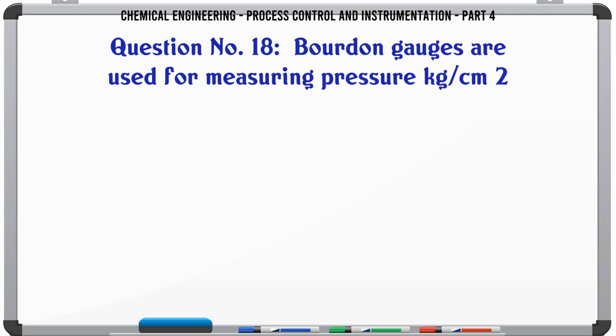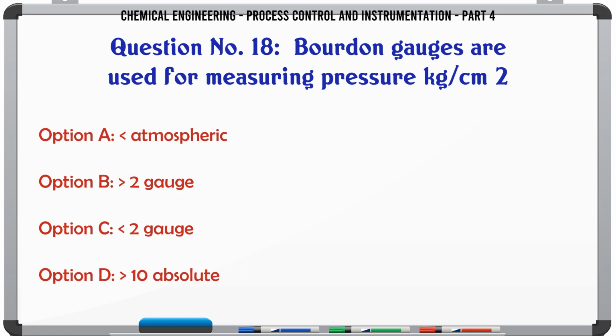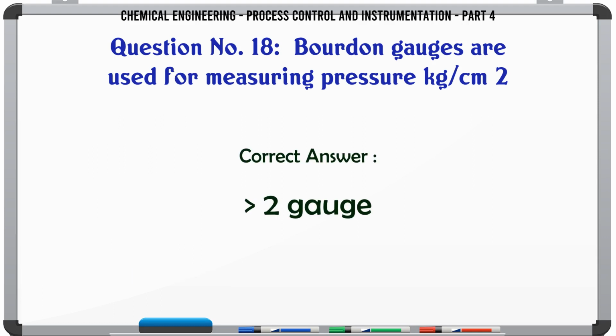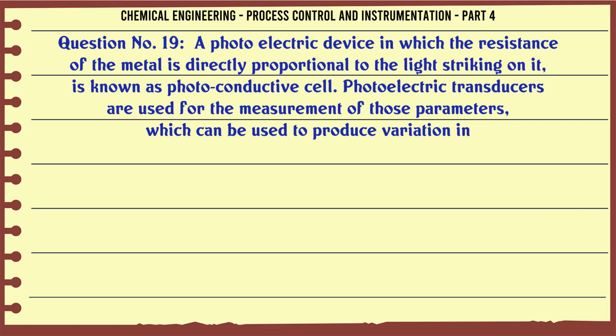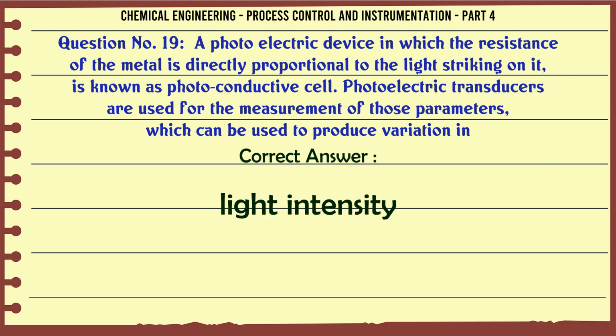Bourdon gauges are used for measuring pressure ___ kg/cm2. A. Atmospheric. B. 2 gauge. C. 2 gauge. D. 10 absolute. The correct answer is 2 gauge. A photoelectric device in which the resistance of the metal is directly proportional to the light striking on it is known as a photo-conductive cell. Photoelectric transducers are used for the measurement of those parameters which can be used to produce variation in A. Light intensity. B. Current. C. Flux density. D. Voltage. The correct answer is light intensity.